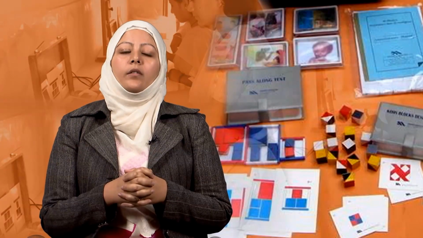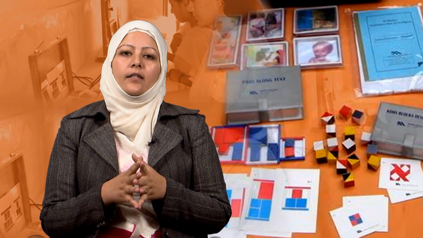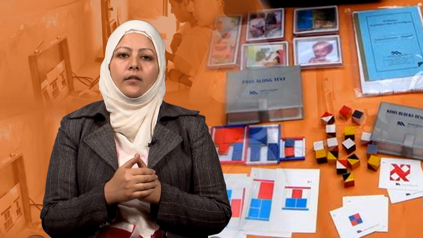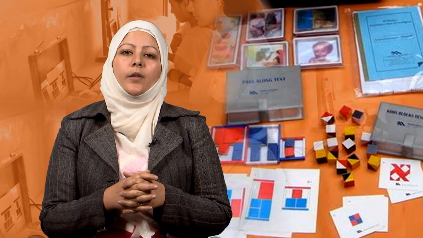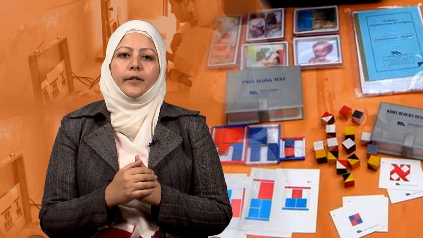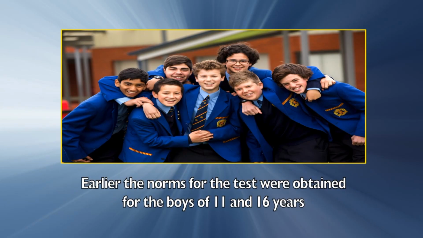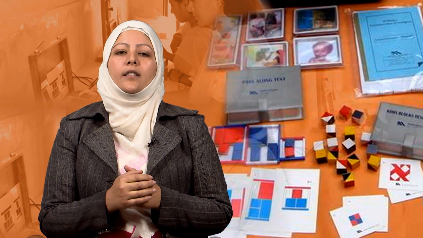Once we get all the scores added together, that is one's raw score, then we need to compare this raw score to Bhatia's table, where we will get the IQ score against the age of the individual and raw score. Earlier, the norms for the test were obtained for the boys of 11 and 16 years. Later, the norms of the girls were also obtained.